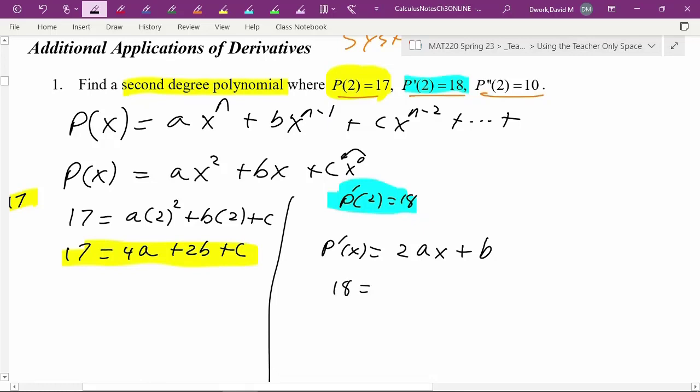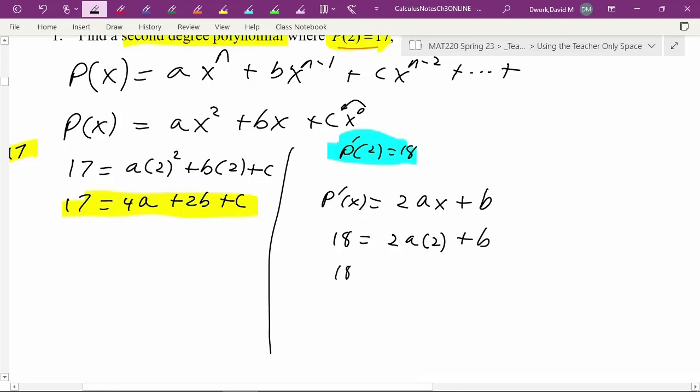So I know the slope of the tangent line is 18 when I substitute in 2. Okay, and let's just do a little bit of cleanup here. 2 times 2 is 4. So once again, I still have two unknowns. I have an a and a b.